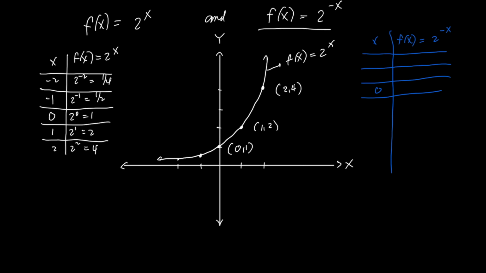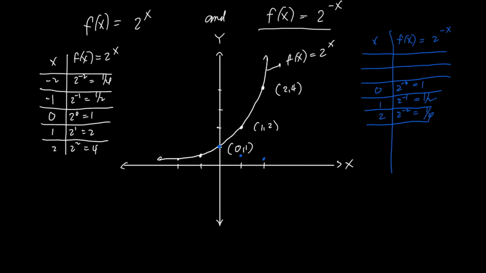Now, if x is 0, what is 2 to the negative 0? That is just 1. So this point also. Now, if x is 1, that is 2 to the negative 1. That is 1/2 here. And if x is 2, that is 2 to the negative 2. That is 1/4 here. Okay.